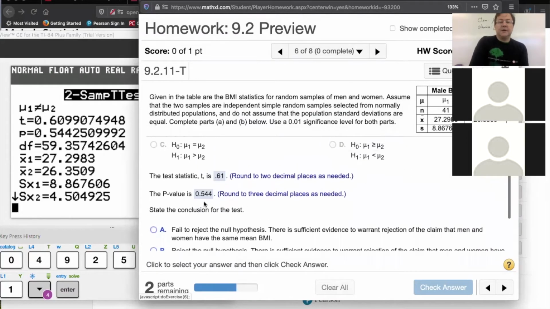Based on this p-value, at the 1% level of significance, are you going to reject the null or fail to reject the null hypothesis? I would say reject, because the p-value is much higher. Yeah, when the p-value is much higher, that's when you fail to reject the null hypothesis.